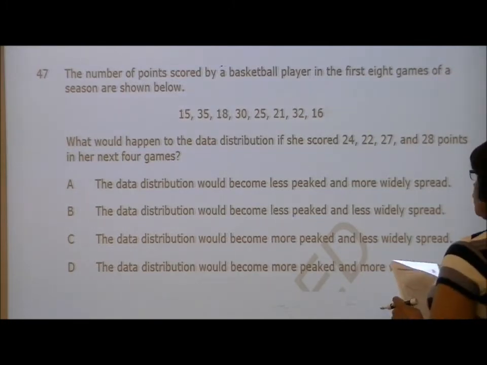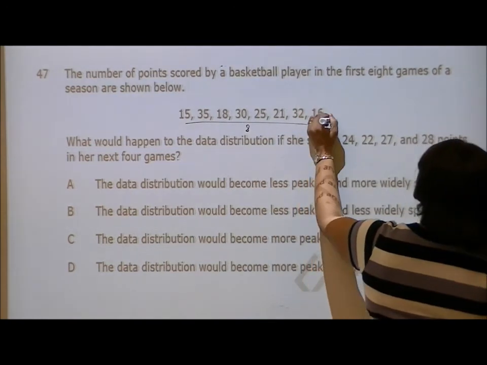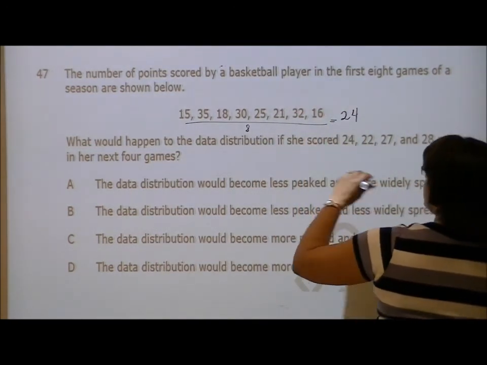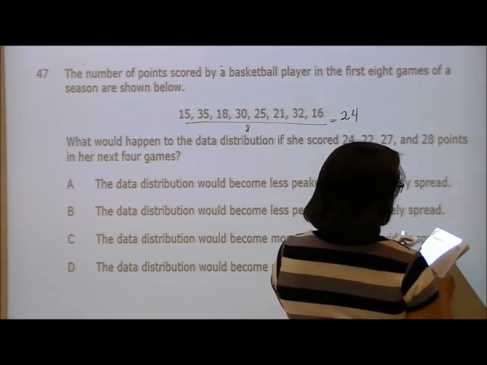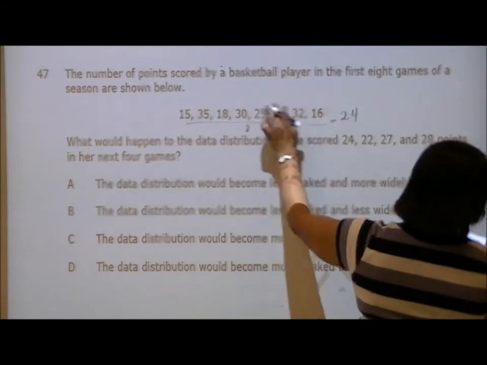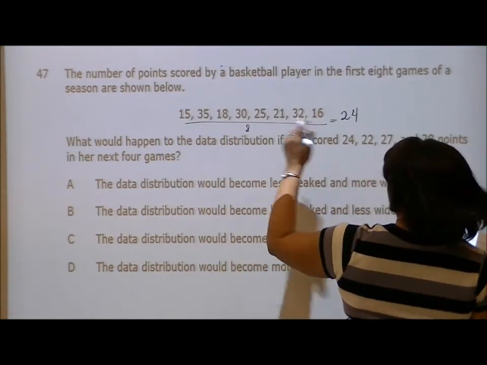I found the average of each one. I went ahead and did this and divided by 8, and I got 24. Then, what I did after that was I added those extra scores in. So when I added all of the numbers here, I put yes, I got 192.